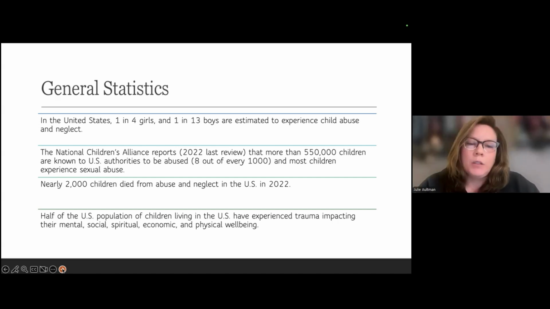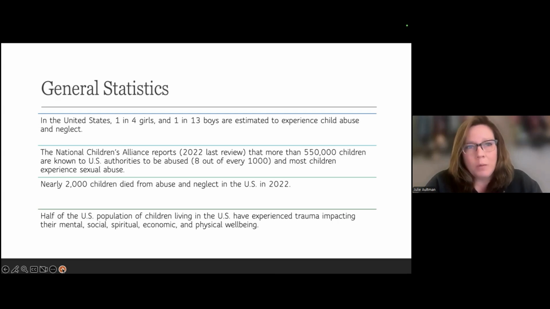The National Children's Alliance, in the last review, they actually did a very thorough review back in 2022. Granted, we're seeing more recent cases, but that's the most recent. And they estimated that over 550,000 children are known to U.S. authorities to be abused, and this is just known cases, which amounts to about 8 out of every 1,000.